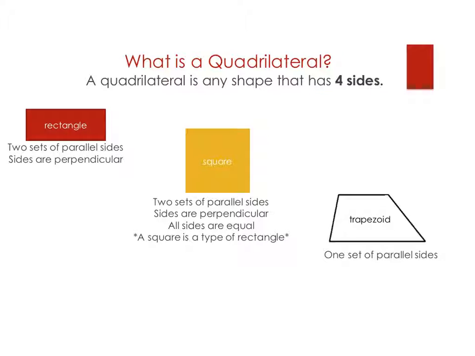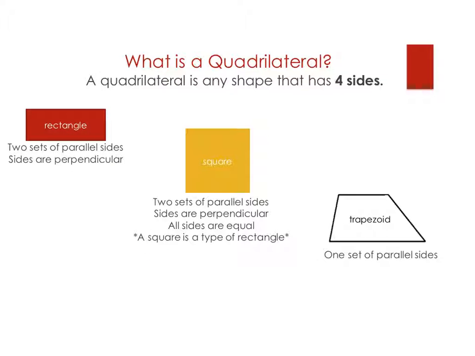A square has two sets of parallel sides. Okay? The sides once again are perpendicular. They make a 90-degree angle when they come together. The difference between a square and a rectangle is that all the sides in a square are equal lengths. So each side has the same length. And if you didn't know this already, a square is a type of rectangle.